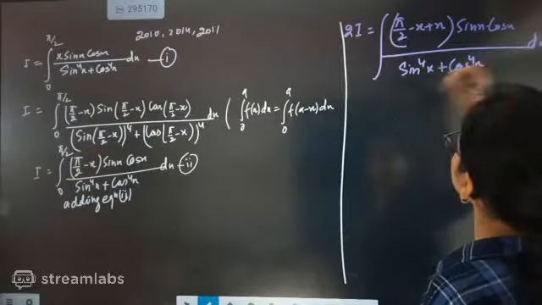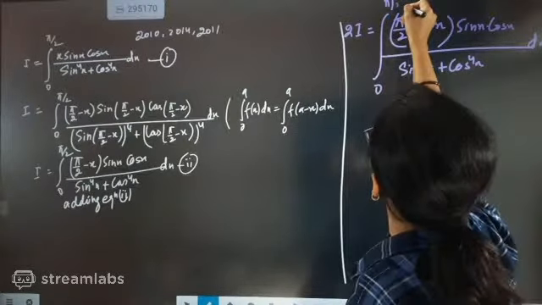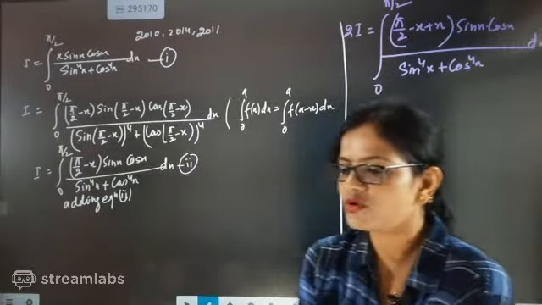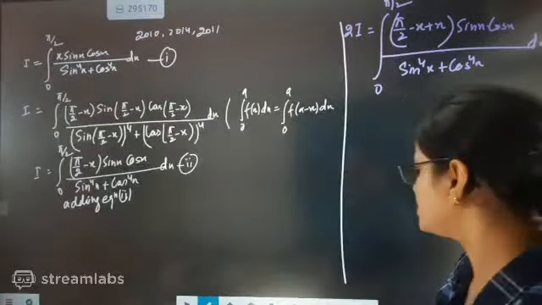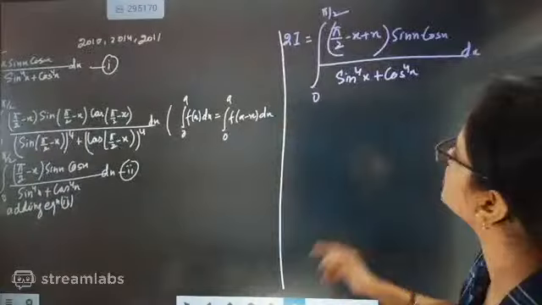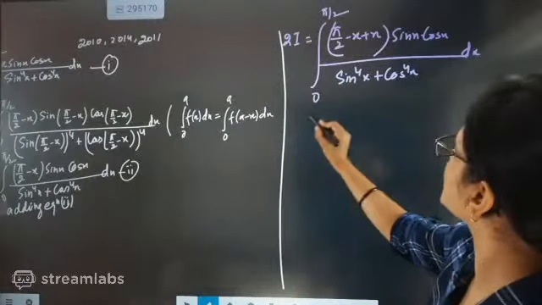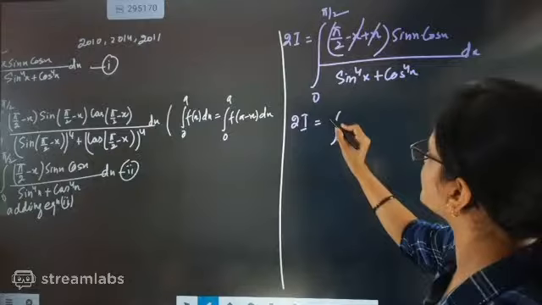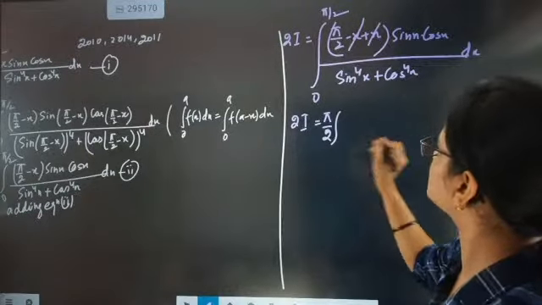Here one problem is solved, that is, the upper limit is pi by 2. Since the upper limit is pi by 2, it is not going to create more problems for us. So it is exactly going to come as 2i equal to this, and this will get cancelled. Pi by 2 we are going to keep down.